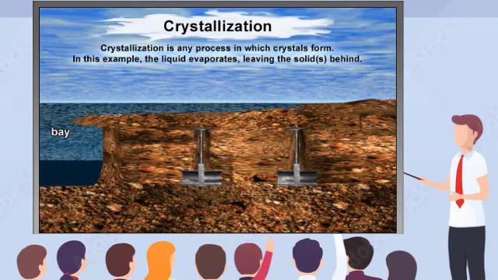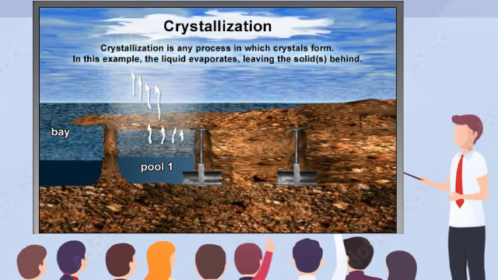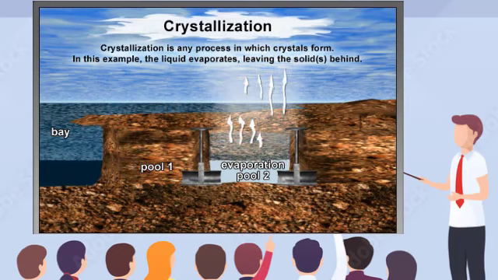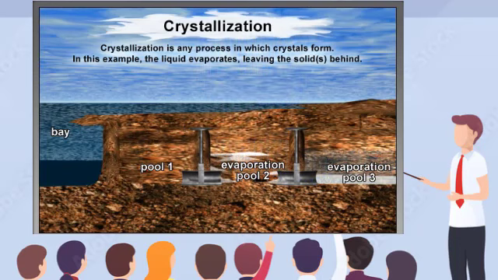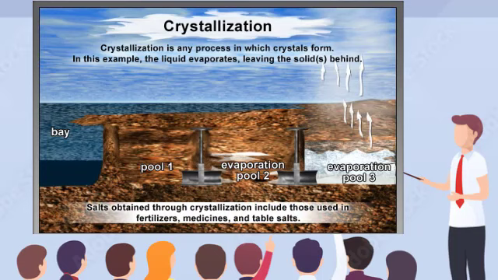Seawater is either mechanically pumped into evaporation ponds or is carried into confined ponds by tides. Once in the ponds, the energy from the sun heats the seawater, causing it to evaporate. The evaporating seawater is moved through different concentrating ponds until the salts crystallize, which can be several years after the seawater enters the initial evaporation pond. The salts are then harvested from the ponds and further processed to remove impurities. Salts obtained through crystallization methods include those used in fertilizers, medicines, and table salts.